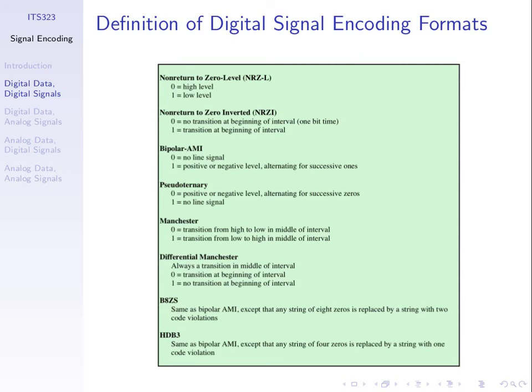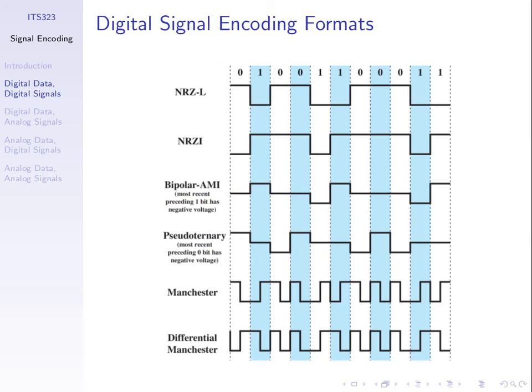These ones at the end, B8ZS and HDB3, extend upon bipolar AMI and solve this problem of a long sequence of zeros. When we have a long sequence of zeros, we get a flat signal. These 2 introduce some special signal when we have a long sequence of zeros. We're not going to cover them. You can have a look and see some examples in some later slides. There are others as well. This gives examples of each of them, slightly different than ours.